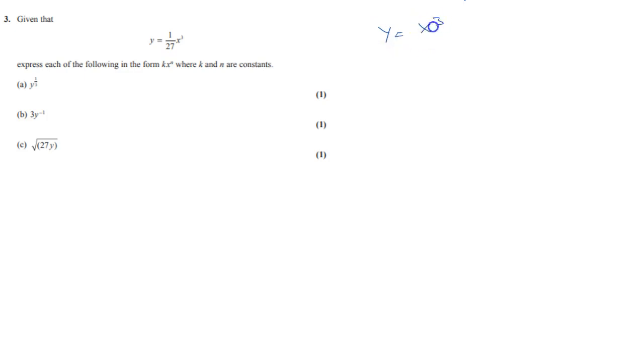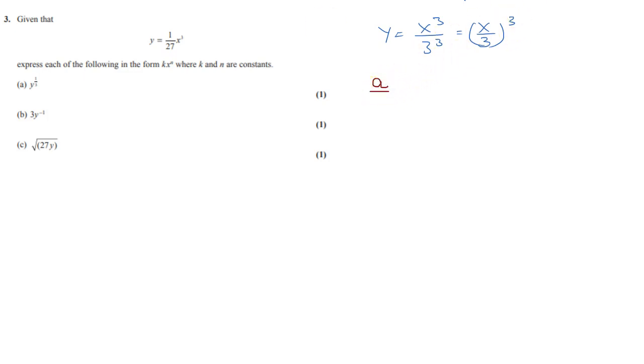Y is equal to x cube. 27 can be written as 3 cube. So that is equal to (x over 3) cube. That is the value of y. Now the first part is: find the following in the form of kx to the power n.